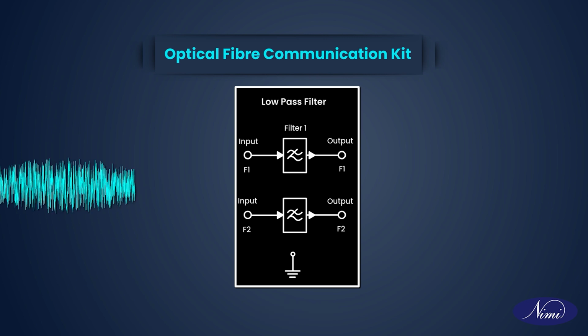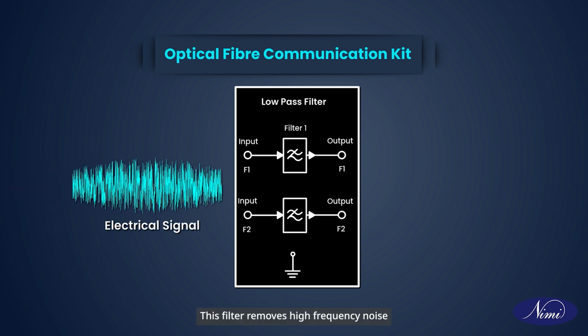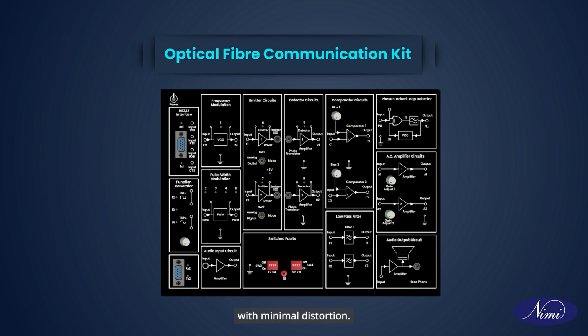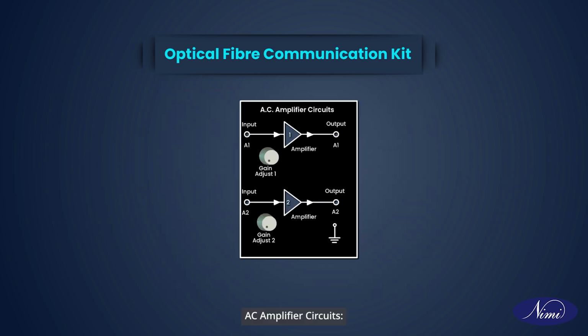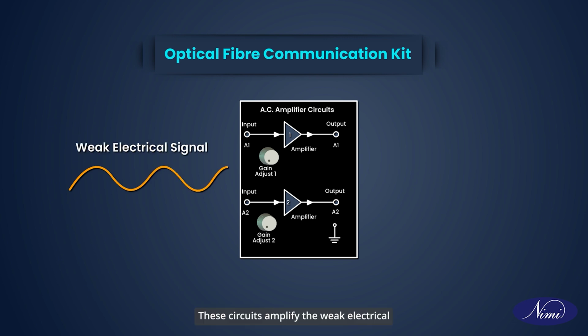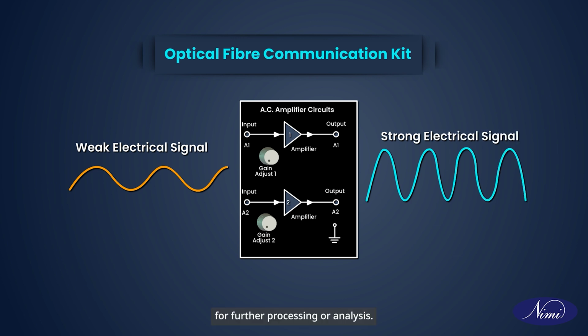Low pass filter. This filter removes high frequency noise from the recovered electrical signal, leaving behind the original data with minimal distortion. AC amplifier circuits. These circuits amplify the weak electrical signal received by the detector circuits, making it strong enough for further processing or analysis.